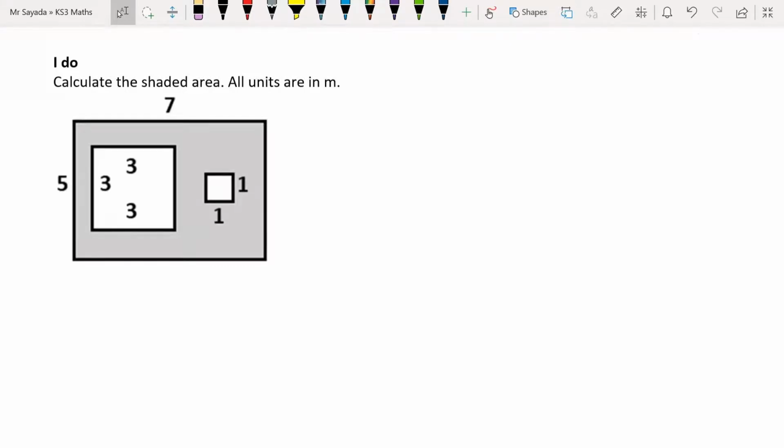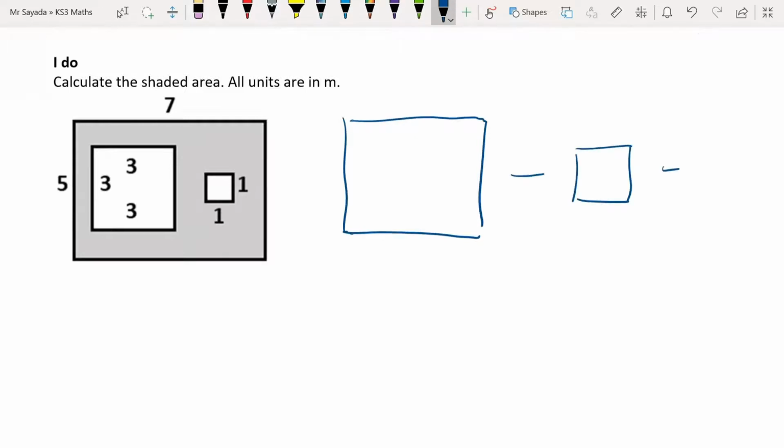You should have now read this question. So I need to calculate the shaded area, but this time I've got the big rectangle, and then I'm cutting out of it 2 smaller rectangles, this one and this one. Now both of those happen to be squares, but hopefully, as you know, a square is a type of rectangle. So it's okay to call them rectangles as well. So this is 7 by 5, this is 3 by 3, and this is 1 by 1.